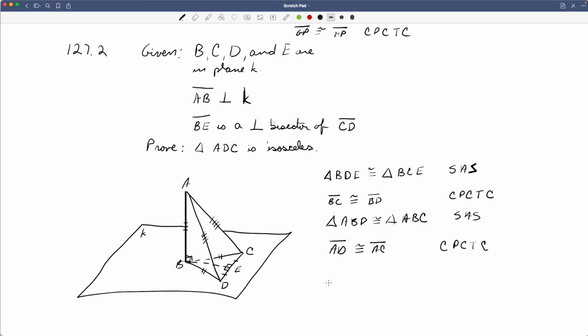So therefore, because BCD is an isosceles triangle, ADC is an isosceles triangle. So I can say triangle ADC is isosceles by CPCTC. Alrighty, that's all we have for lesson 127.